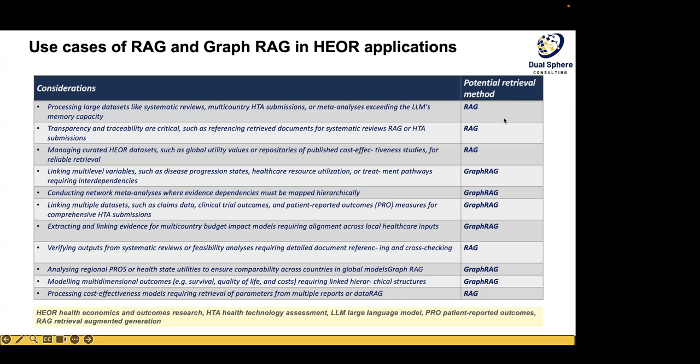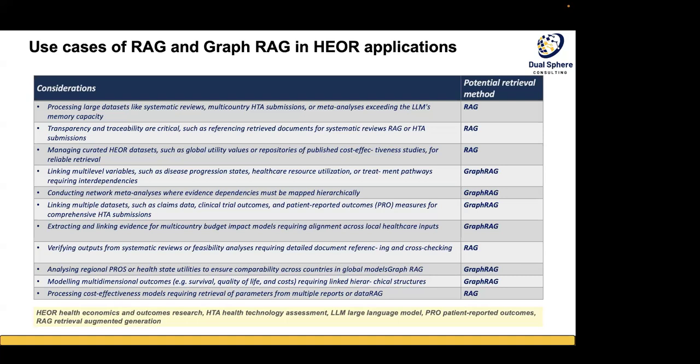So you see RAG, or a graphical form of RAG, is used here, right? Processing large data sets like systematic review, multi-country HTA submission, meta-analysis exceeding the LLM's memory capacity. Sometimes you get so many abstracts to screen that it is not possible. Then you put RAG, you make the command restricted. Transparency and traceability is critical. Referencing retrieved documents: when I use ChatGPT many a time, we have seen that the references are not authenticated. You have to go back and check.